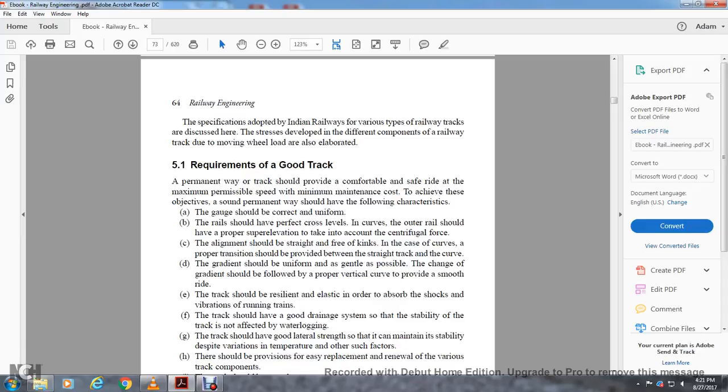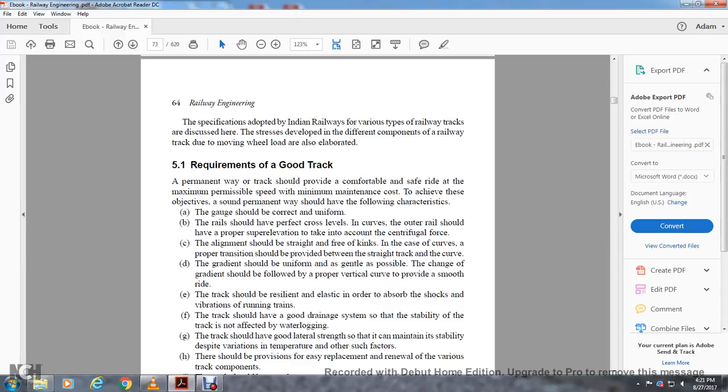5.1 Requirements of a good track. The permanent way should provide comfort, safety of the ride, and maximum permissible speed with minimum maintenance cost. To achieve the objective of a sound permanent way, we should have the following characteristics. The gauge should be correct and uniform. The rails should be perfectly cross-leveled, and on curves the outer rail should have a proper superelevation to take into account the centrifugal force.